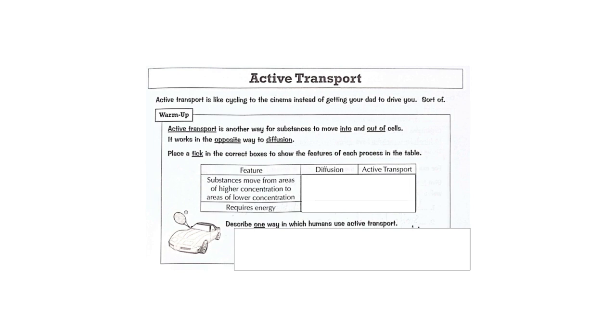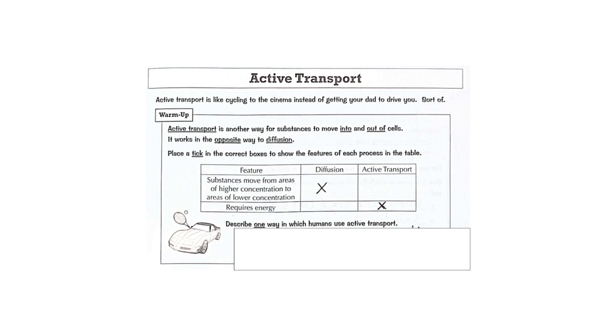So place a tick in the correct box to show the feature of each process in the table. Substances move from areas of high concentration to lower concentration, that is in diffusion, and the one that requires energy is active transport. Okay, diffusion happens without providing any energy. Active transport does require energy.